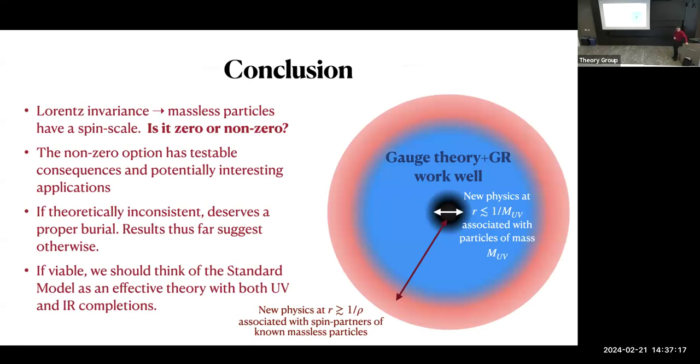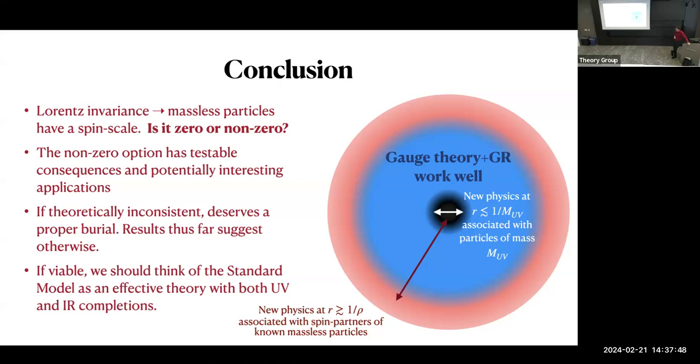Fundamental question: is the spin scale of known familiar particles vanishing or not? The non-zero option, I think there's a mounting body of evidence that this could be a lot more interesting than anybody had any right to expect. I still think there's plenty of room for theoretical inconsistencies to derail this, in particular in the self-interaction story. I think those doubts will always be there until somebody just builds the counterexamples, constructs the theory.